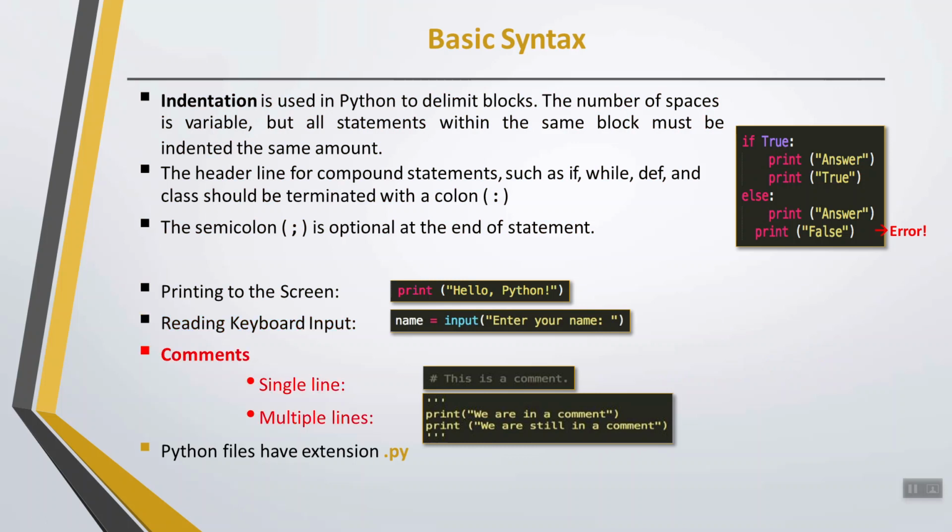Similarly, we can comment any line. We can comment a single line by using the hash symbol, and we can also comment a block of multiple lines or block of code simply by using three consecutive quotes. And next, if we create a new file of Python script, that file must have the extension .py.